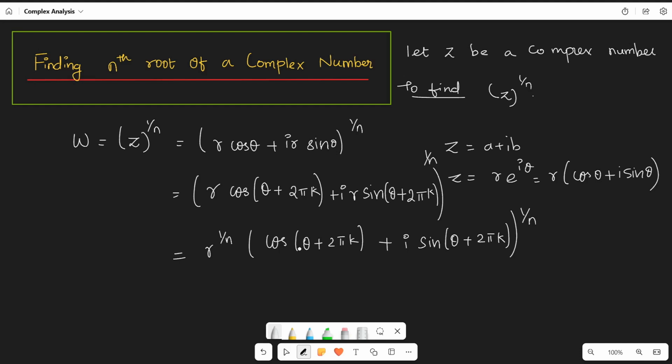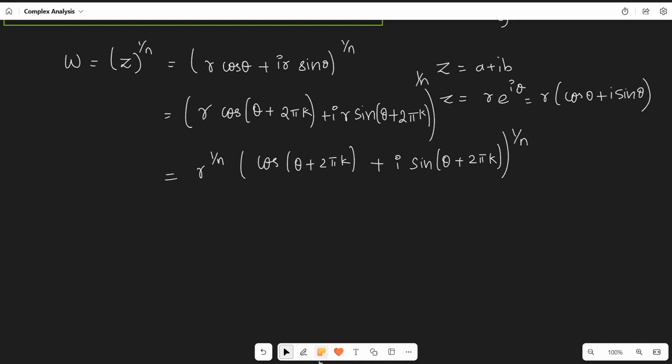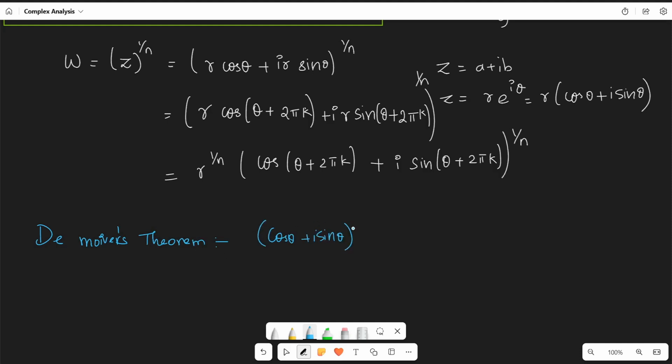We also know a theorem called De Moivre's theorem. What does it say? If you take cos theta plus i sin theta, the whole power n, it is actually equal to cos n theta plus i sin n theta. You can bring that n from the power to the angle. The power is being transferred to the angle here. This is called De Moivre's theorem.